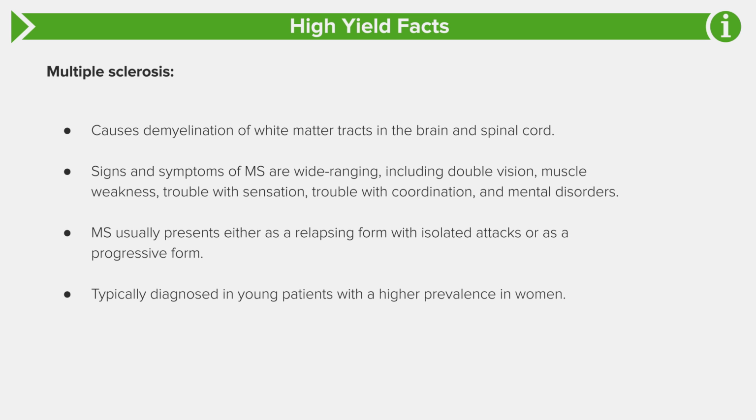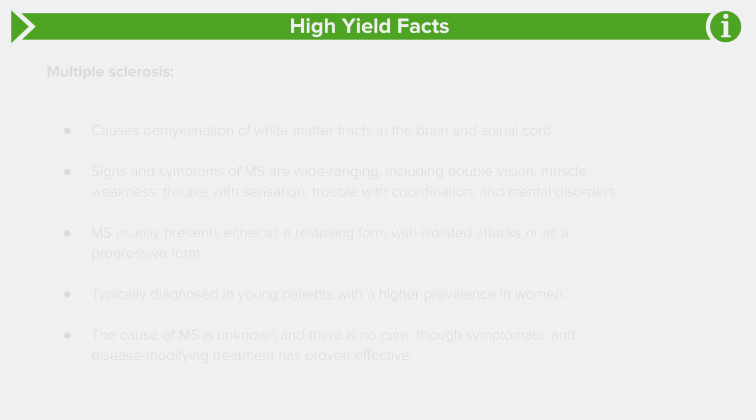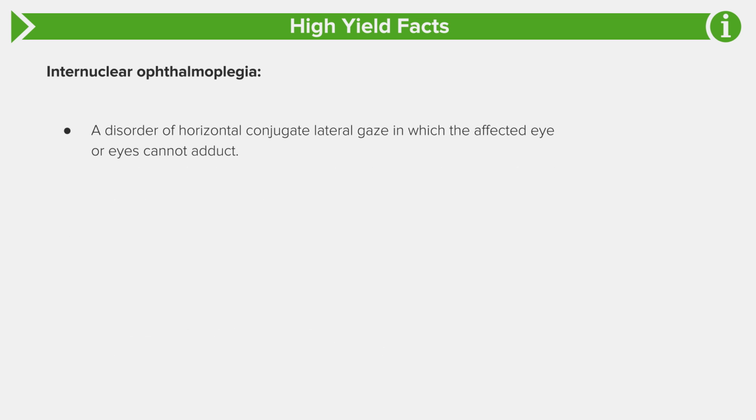Multiple sclerosis is typically diagnosed in young patients, and there is a higher prevalence in females than in males. The underlying cause of multiple sclerosis is unknown, and there unfortunately is no cure. But there are symptomatic and disease-modifying treatments that have proven effectiveness. Now, another high-yield topic is internuclear ophthalmoplegia. This is a disorder of horizontal conjugate lateral gaze in which the affected eye or eyes cannot adduct.